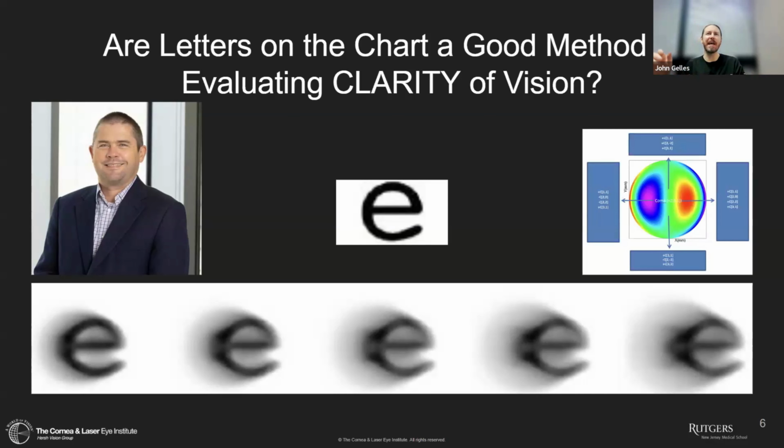As we increase the amount of horizontal coma, you can still see that this is clearly a letter E, but you can see how the quality is getting reduced as we add more and more of that aberration. What we're really demonstrating here is that clarity of vision is what patients really are after. They don't just want to be able to see the letter, they want to see it crisply.